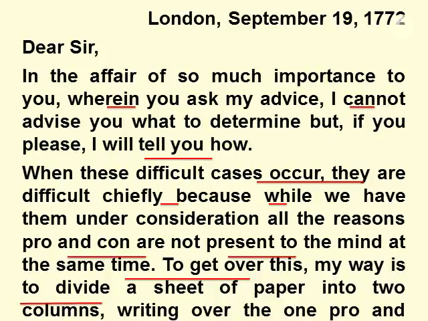Dear Sir, in the affair of so much importance to you, wherein you ask my advice, I cannot advise you what to determine, but if you please, I will tell you how. When these difficult cases occur, they are difficult chiefly because while we have them under consideration, all the reasons, pro and con, are not present to the mind at the same time. To get over this, my way is to divide a sheet of paper into two columns, writing over the one, pro, and over the other, con. Then, during 3 or 4 days' consideration, I put down under the different heads the different motives that occur to me for or against the measure. When I have thus got them all together in one view, I endeavor to estimate their respective weights.